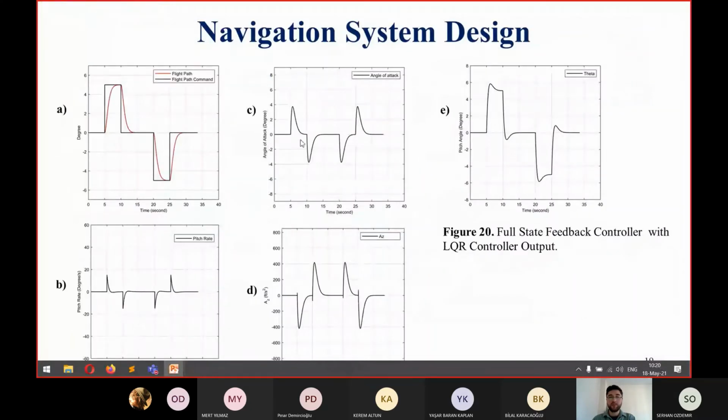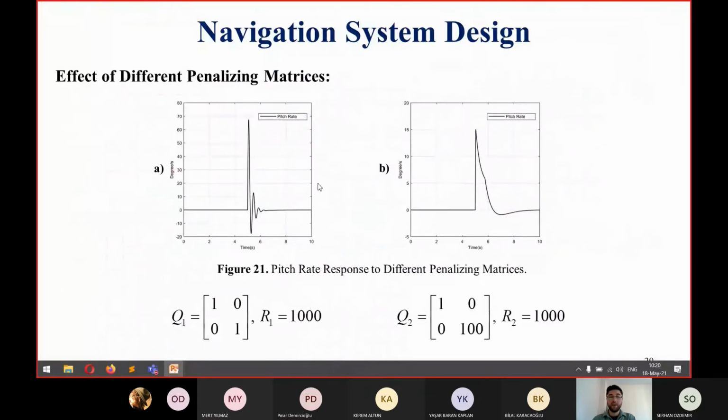And these are the outputs of the system. These peaks are smoothened because I penalized the control effort. And the same effect can be observed for state variables also. For the same penalizing of control input effort, I penalize the pitch rate response by 100. As you see, the overshoot becomes less and settling time becomes longer for the first state.